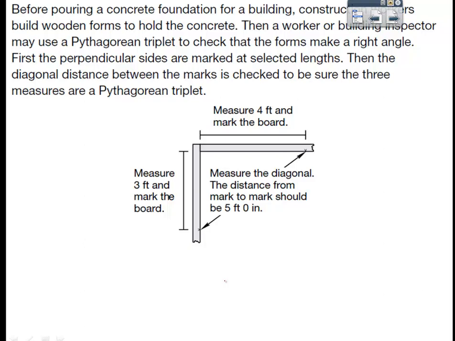So this is what they do. When they go out there and they check, they're going to pour their foundation. They put in the wood in the ground. You've probably seen this, like they're pouring sidewalks and stuff. They have wood, and they build these frames, and then they pour the cement in. But before they do that, they want to make sure that they're perfectly square.